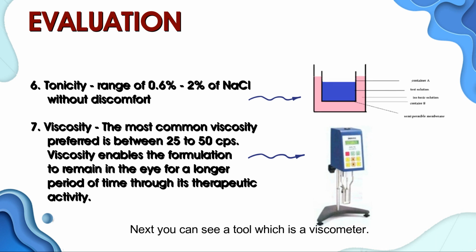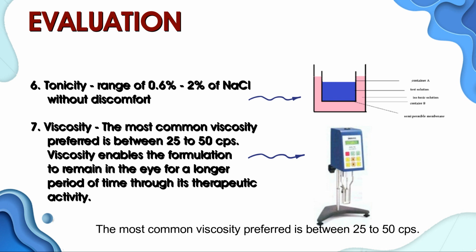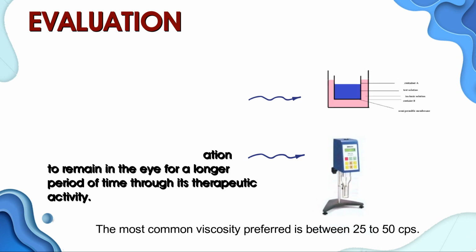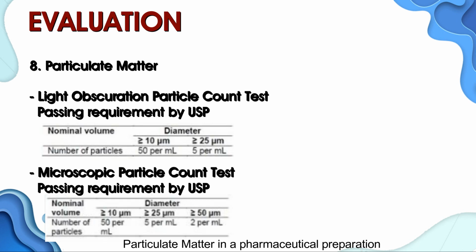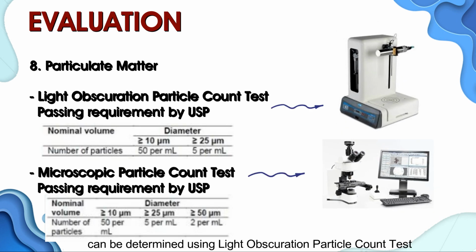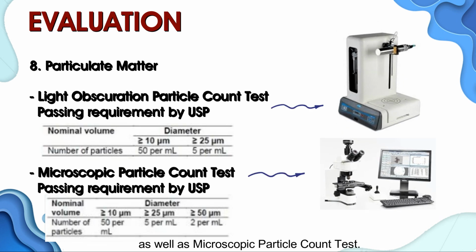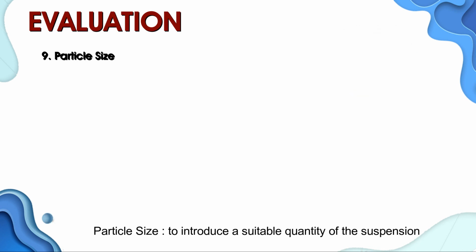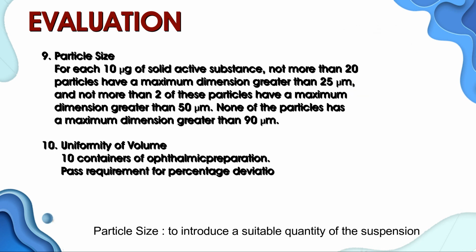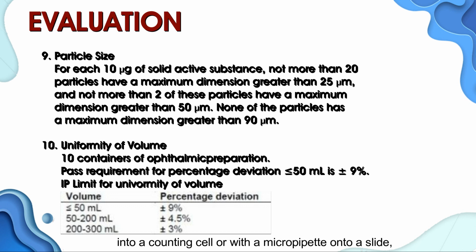Next, you can see a tool which is a viscometer. It is used to measure the resistance of flow when the preparation is applied. The most common viscosity is between 35 to 50 CPS. Particulate matter in a pharmaceutical preparation can be determined using the light obscuration particle count test as well as the microscopic particle count test. Introduce a suitable quantity of the suspension into a counting cell, or with a micropipette onto a slide as appropriate, and scan under a microscope an area corresponding to 10 micrograms of the solid phase.